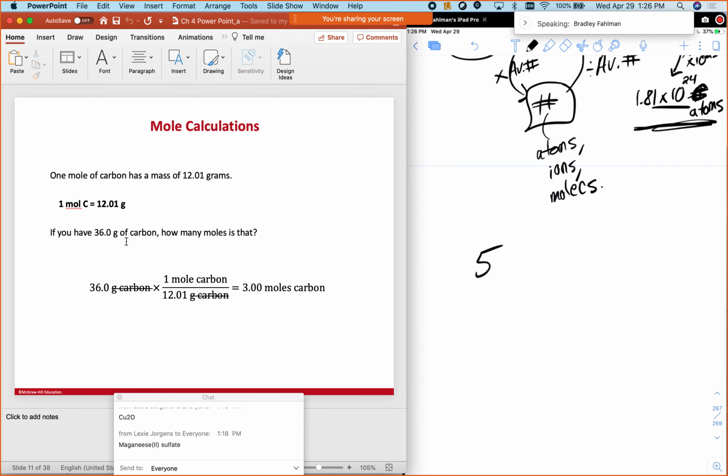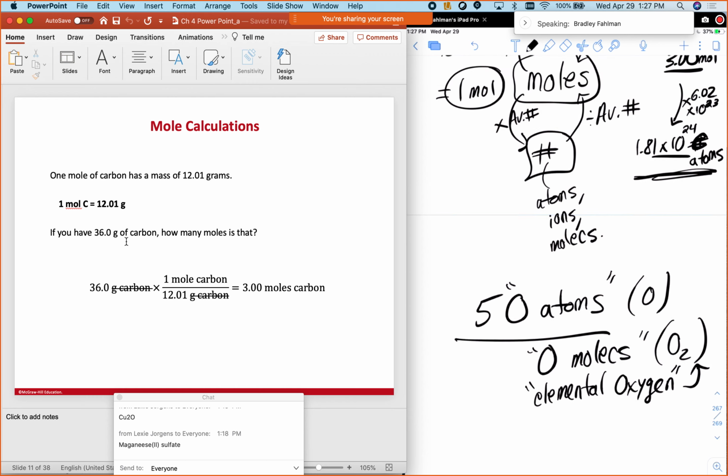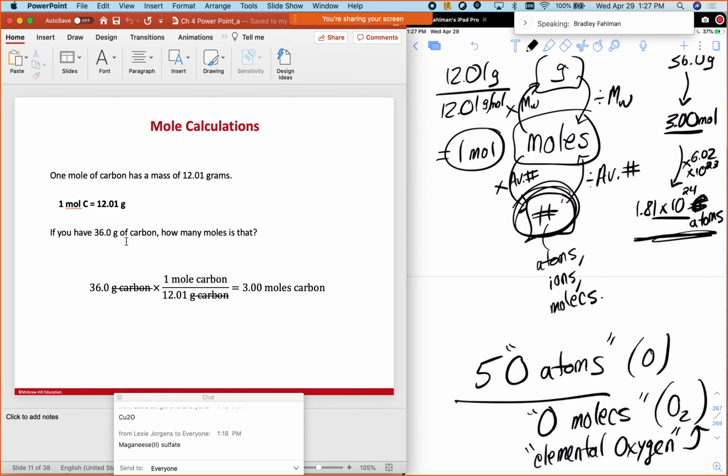If you're given, like, 5 oxygen atoms, read the question really carefully too. If it says oxygen atoms, it's just this, right? If it says oxygen molecules, it's this, or elemental oxygen. It's also O2, not just O. So if you have 5 oxygen atoms, now you're starting here.